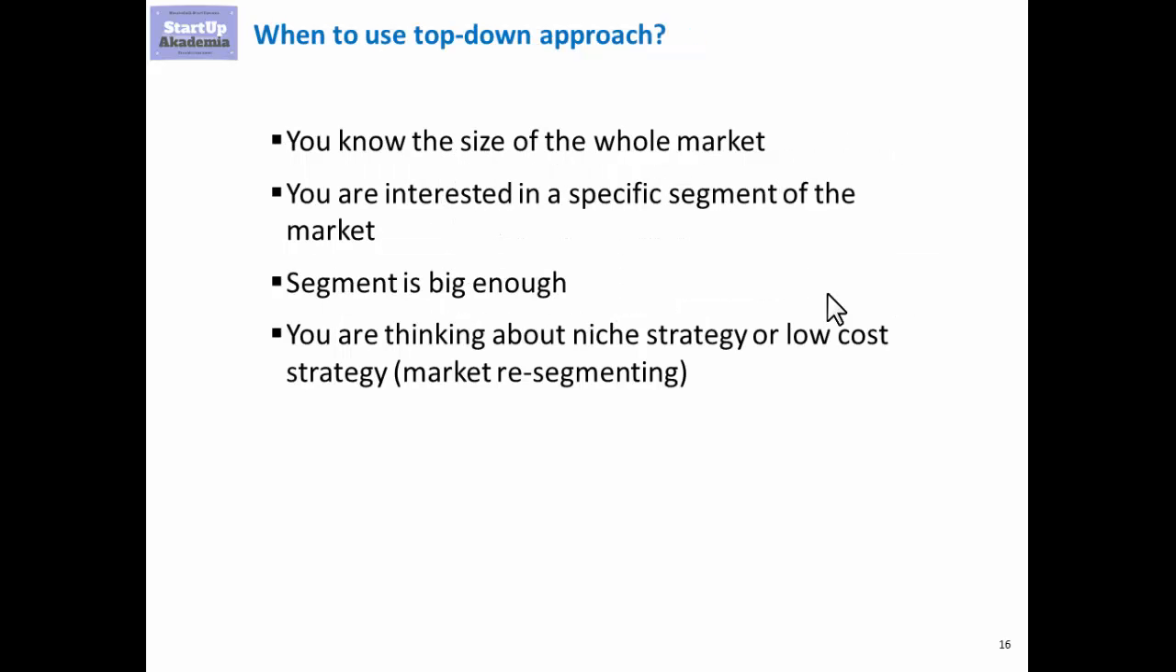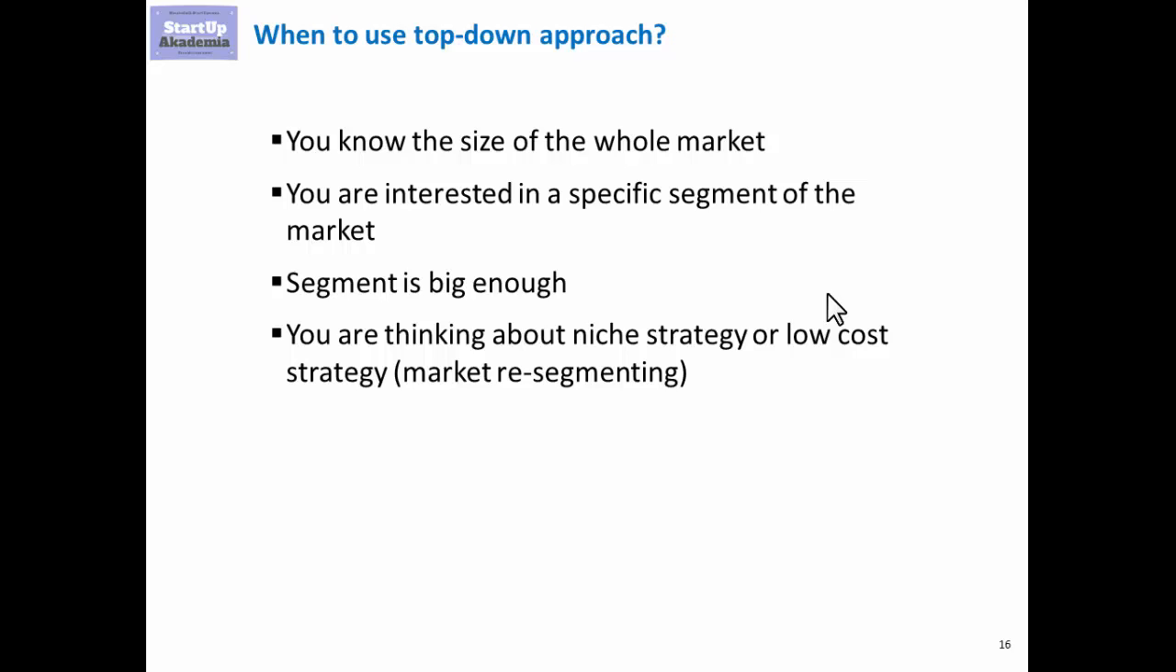The top-down approach is a bit different. It's where we actually start with the size of the market, and using this size of the whole market, we are trying to estimate the size of the market we are interested in. As you can guess, this method is very, very useful whenever you are thinking about resegmenting. So you're going for a certain niche, or you're trying to figure out whether it makes sense to do a low-cost version of the product.